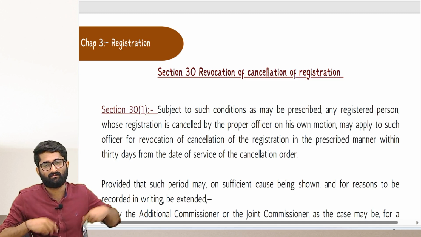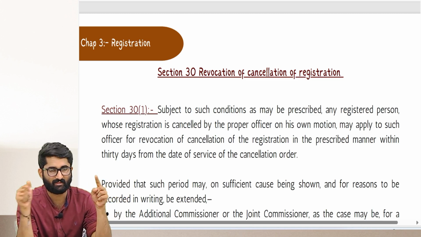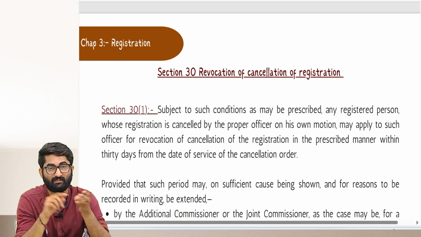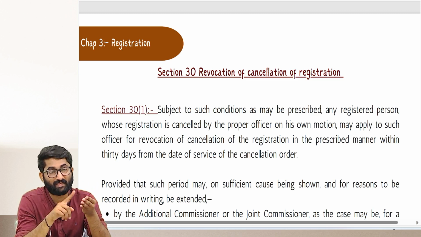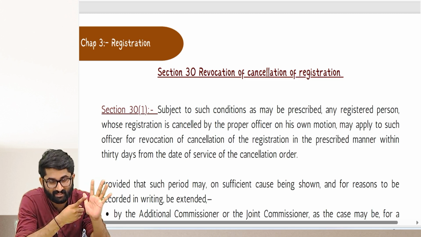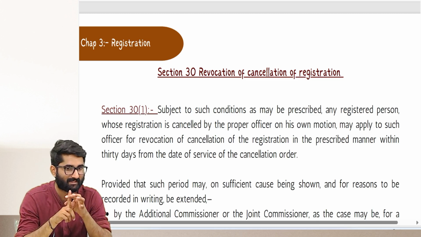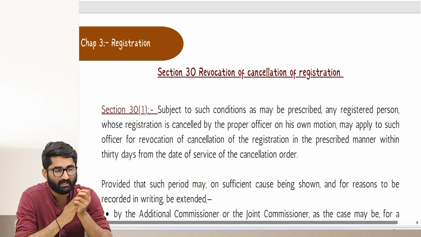registration chapter. It has section number 22 to section number 30. 22 is who is liable, 23 is who is not liable, 24 is the compulsory registration, 25 is procedure, 26 is deemed registration, 27 is CTP NRTP, and section number 28 is amendment, 29 is cancellation, 30 is revocation of cancellation.